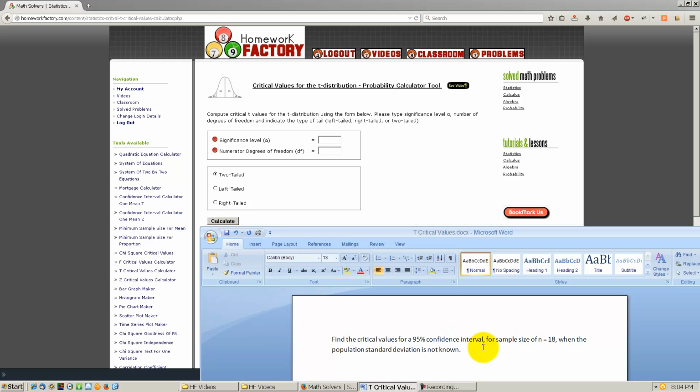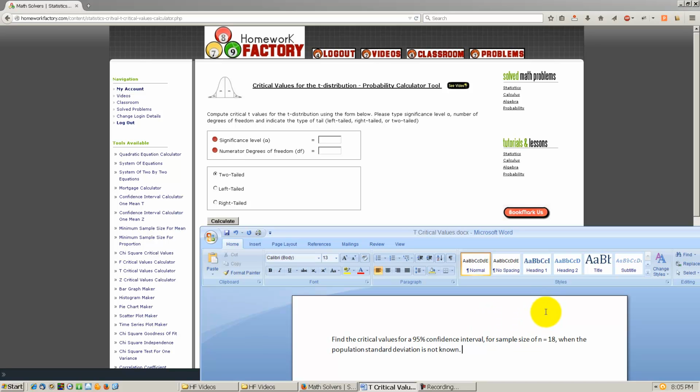So let's consider a concrete example that could be a homework problem or whatever. Let's read. It says find the critical value or the critical values for a 95% confidence interval for a sample size of n equal 18 when the population standard deviation is not known. Okay, so in this case the population standard deviation is not known, so we are in the right place because we're using the t-distribution. If the population standard deviation is known, you will have to use the z-distribution, the normal distribution. So in this case, we're fine.